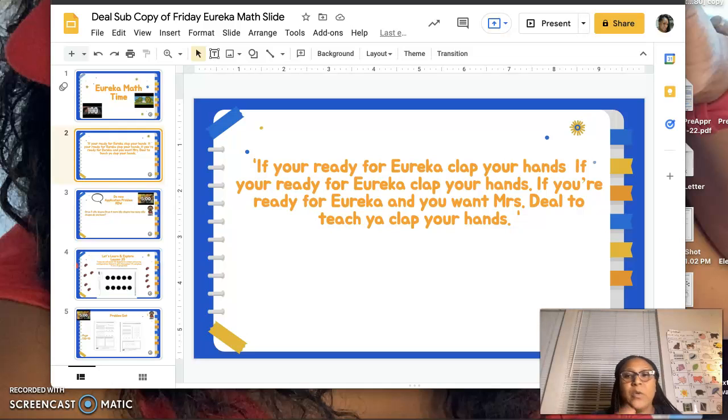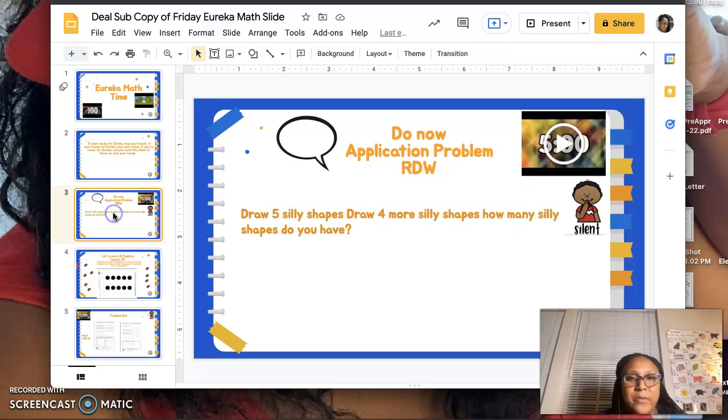All right. So, for today's lesson, we are about to get started with our Do Now application problem. Okay? So, you should already have that at your desk. Alrighty, let's see what we're doing today. So, your application problem reads, draw 5 silly shapes. Draw 4 more silly shapes. How many silly shapes do you have?